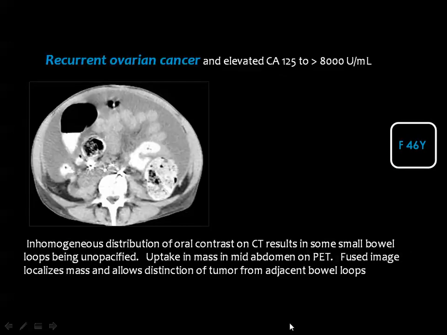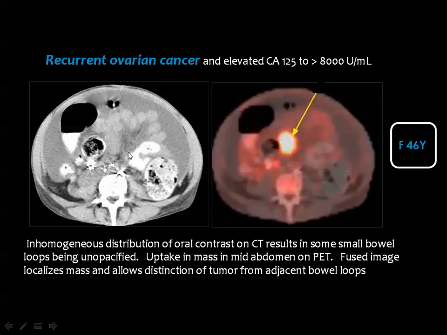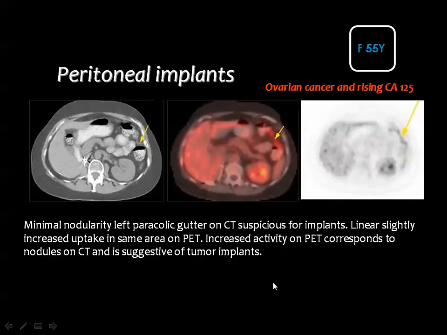And this CT scan of the abdomen is in a patient with recurrent ovarian cancer and elevated tumor markers. Then you can see some of the bowel loops are filled with contrast, but here you see a peritoneal implant, and they can be easily appreciated on PET CT.